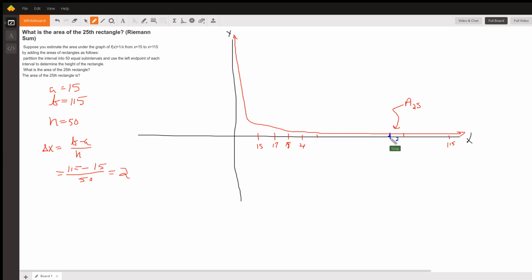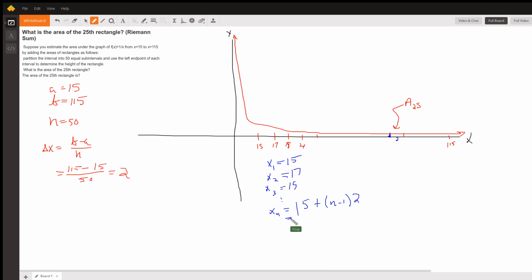So how can we find out what that left-hand endpoint is? Let's just try this. x sub 1 equals 15. x sub 2 equals 17. x sub 3 equals 19. Can we get a formula for x sub n? Can you see what we're doing? We're starting at 15 and adding 2. This is like an arithmetic sequence. So we're starting at 15, and to get to the nth value in the sequence, we add on n minus 1 differences. And the difference is 2.